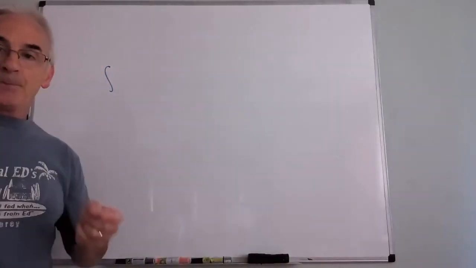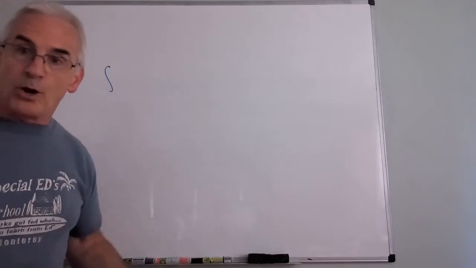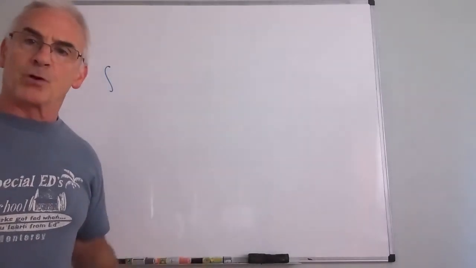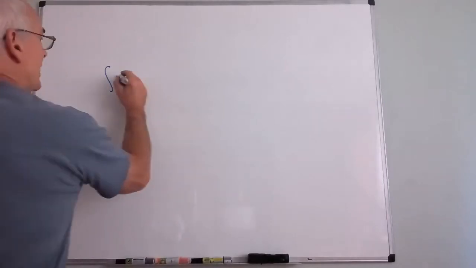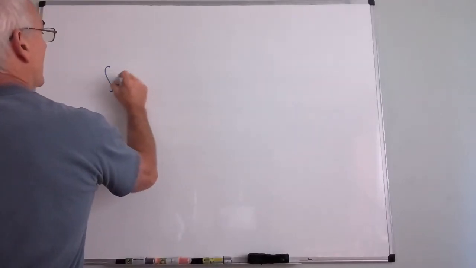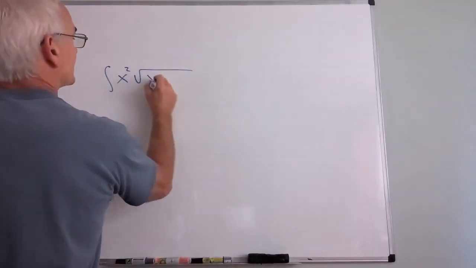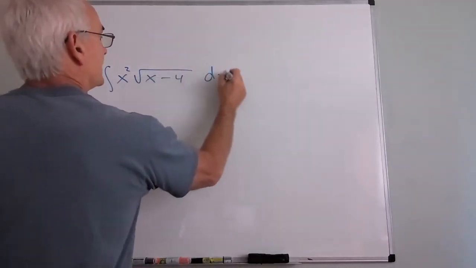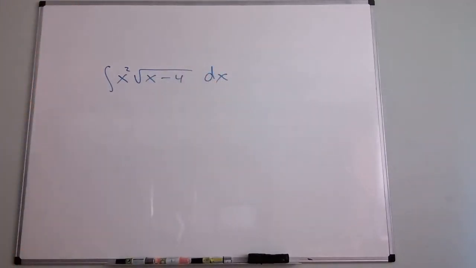Okay, I'm going to do an example of a problem from Calc 1 that you may see, but a lot of folks don't know what to do with. So let's say the question was something like this. I've got x squared times the square root of x minus 4 dx. And I want to integrate this thing.